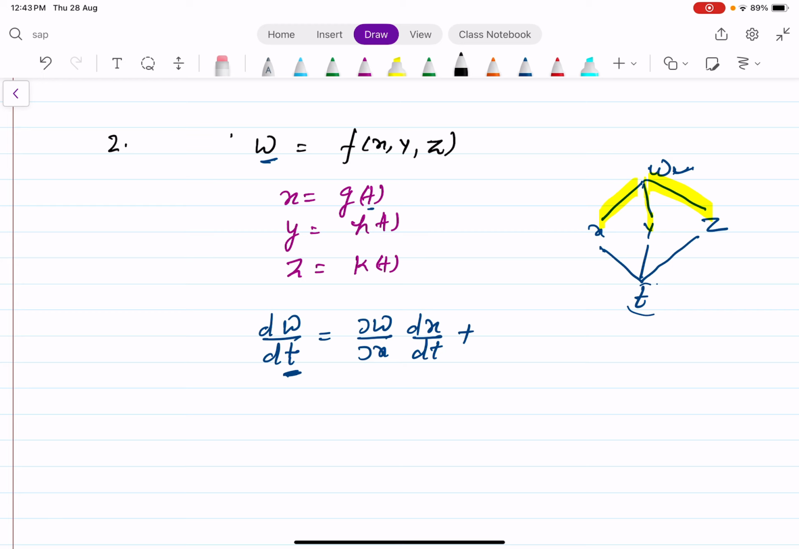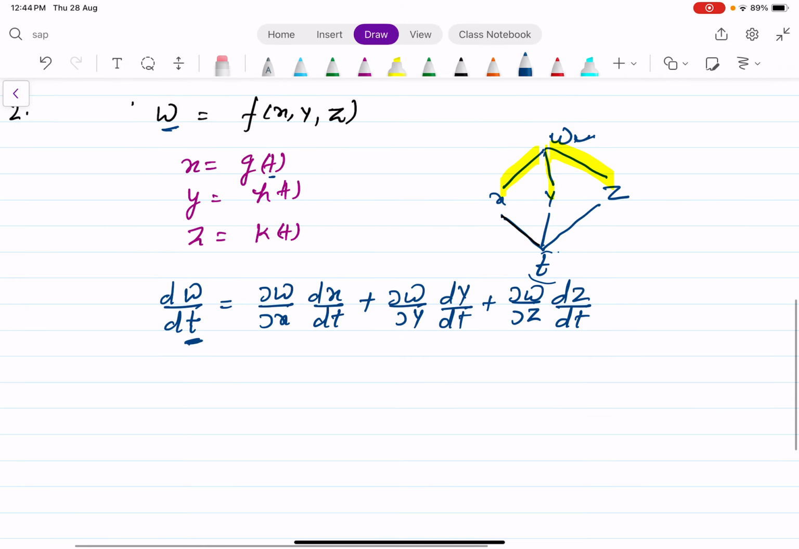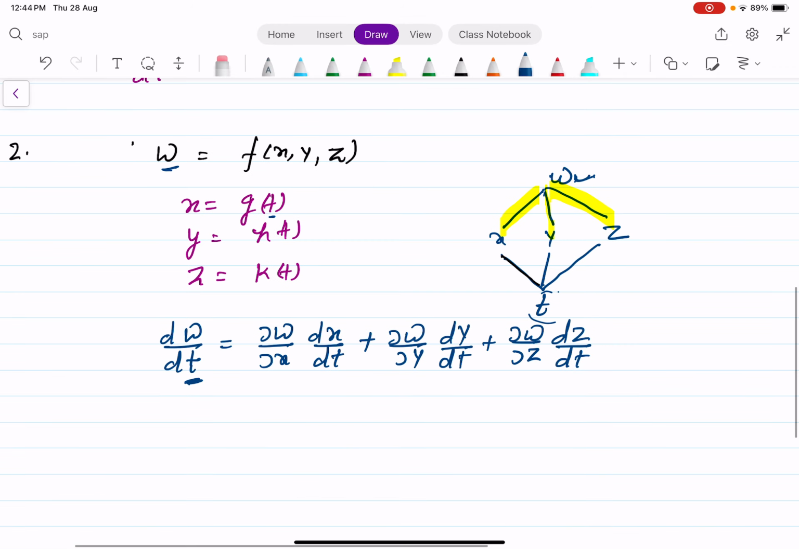So what is the procedure? First of all we differentiate w with respect to x, del w over del x, and then the differentiation of x with respect to t, that is dx/dt. And then del w over del y, and then dy/dt. Then del w over del z, dz/dt. So the formula for the derivative of w with respect to t can be computed as del w over del x times dx/dt, and so on.